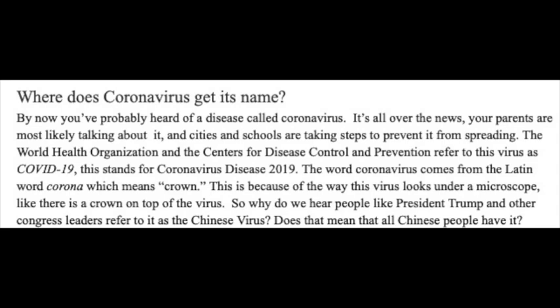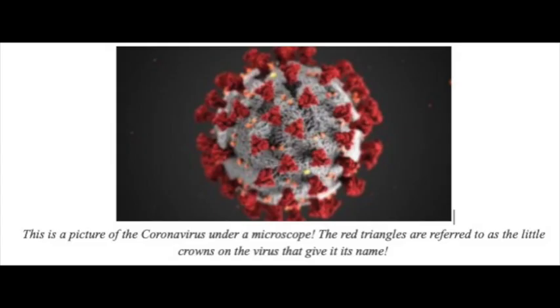So why do we hear people like President Trump and other Congress leaders refer to it as the Chinese virus? Does that mean that all Chinese people have it? Remember to use the text and graphic features to help you better understand. If you scroll down, you will see a picture with a caption underneath it. This is a picture of the coronavirus under a microscope. The red triangles are referred to as the little crowns on the virus that give it its name.